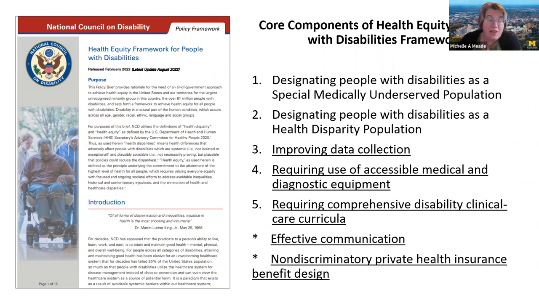I think it's worth also adding that increasingly the executive orders coming out of the Biden administration have identified individuals with disabilities as a medically underserved population. And that is definitely a population that needs to be included and addressed with any diversity initiatives. Yeah, thanks, Michelle.